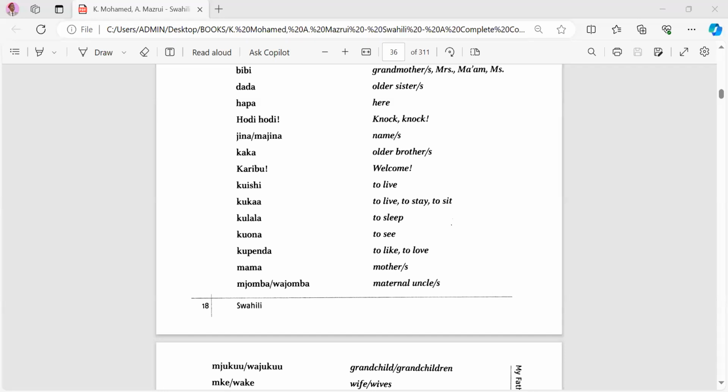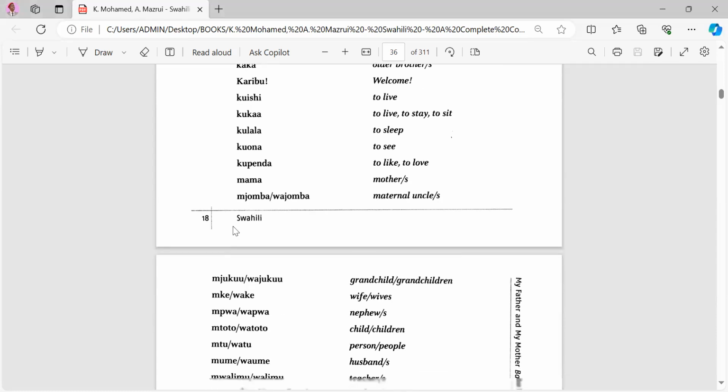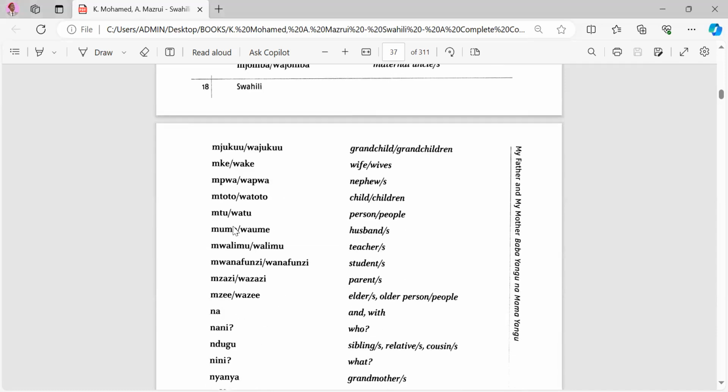Kulala, to sleep. Kuona, to see. Kupenda, to like, to love. Mama, mother or mothers. Mjomba, wajomba, maternal uncle, uncles. Mjukuu, wajukuu, grandchild, grandchildren.